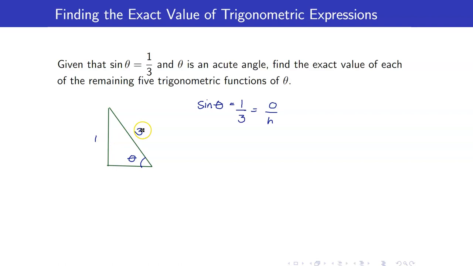And therefore, we will now use our Pythagorean theorem to complete this right triangle. So, let's just call it A for adjacent. So, we have A squared plus 1 squared equals 3 squared. So we get that A squared is 9 minus 1. So therefore, A is square root of 8 or 2 square root of 2. I will just delete that and I will just write it as 2 square root of 2. So now we are ready to get all our values. We just need cosine theta. Cosine theta is adjacent over hypotenuse.